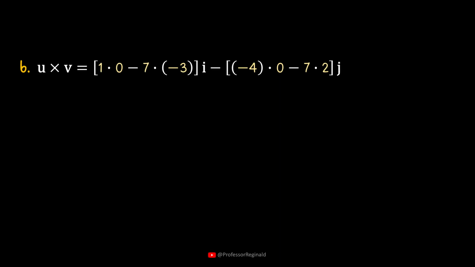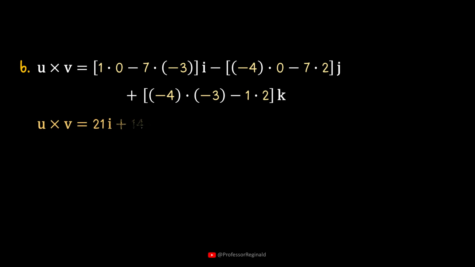B. Substitute the components of the vectors into the formula of the cross product. Therefore, the cross product of u and v is 21i plus 14j plus 10k.